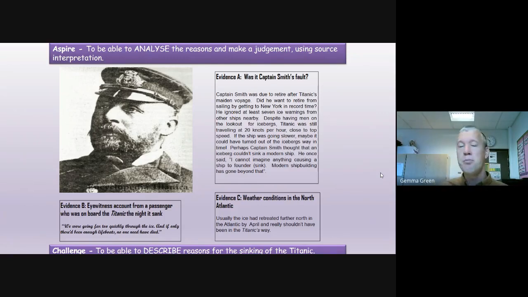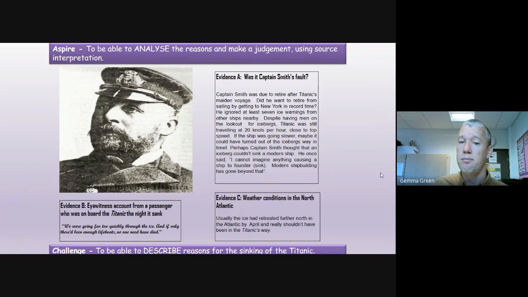So these are warnings to say, look, there's icebergs nearby. You're going to have to be careful when you travel this way. And he's said to have ignored them. Despite having men on the lookout for icebergs, the Titanic was still travelling at 20 knots per hour. So that was close to its top speed. It was going pretty much full speed the whole way.